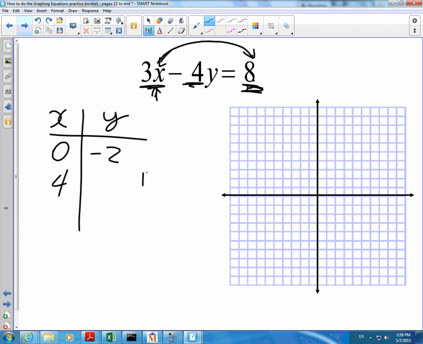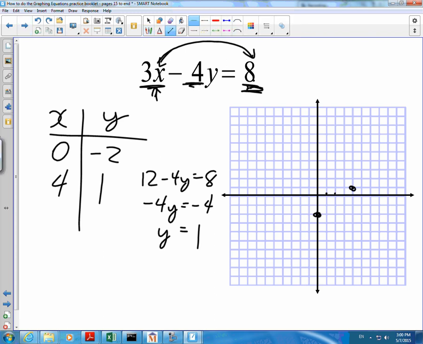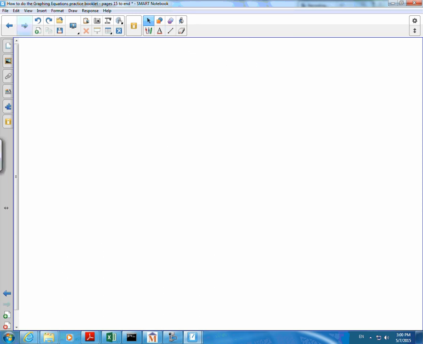So if x is 4, I get 12 minus 4y equals 8, which means -4y equals -4, which means y equals 1. And that's, again, 2 nice, easy points to graph. 0 over 2 down, and 4 over and 1 up. And if you check back on the previous pages, these are the same exact lines we got the first time. So that's how to do the last 5 pages of that booklet. Good luck and have fun.